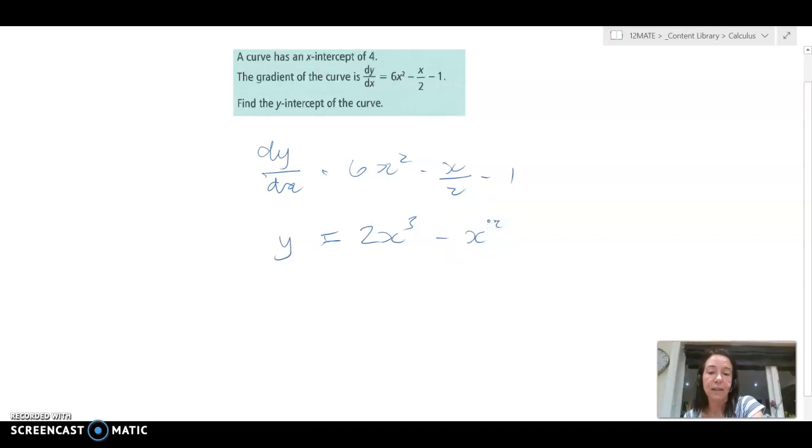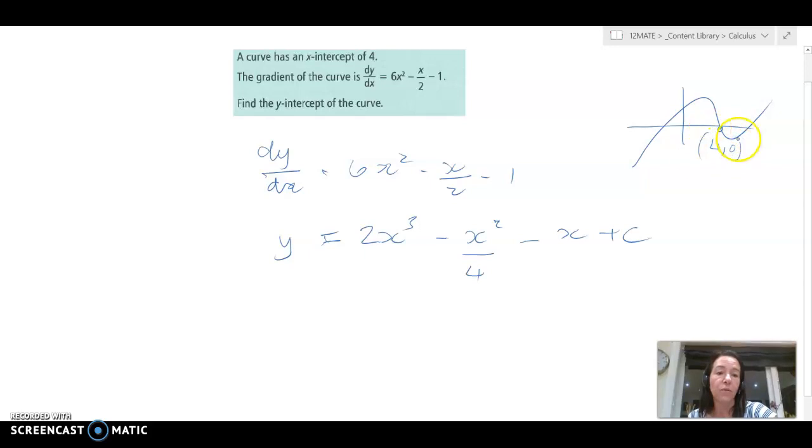x cubed minus x squared over 4 minus x plus c. Just make sure that you're happy with all of that. And now what I'm going to do is I know that it has an x-intercept of 4. Now if it's an x-intercept, it means that it cuts my x-axis at 4. So what else do we know about that point? That it is the point (4, 0).